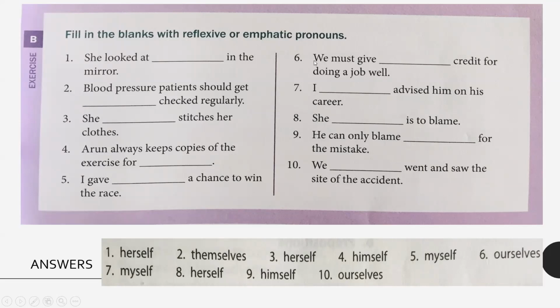We is plural, so we will use selves. I myself advised him on his career. She herself is to blame. He can only blame himself for the mistake. We ourselves went and saw the site of the accident. I hope this concept is clear. Let's proceed. And I request you all to take a screenshot of this slide so that you can write these answers in the blanks with a pen.